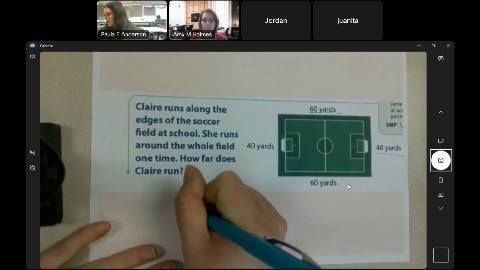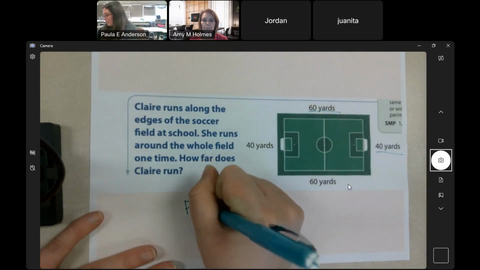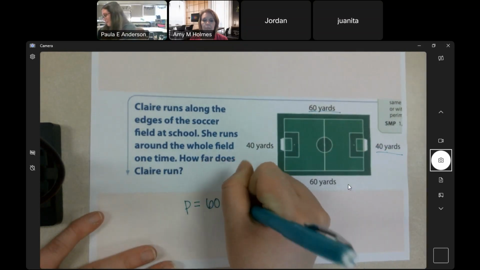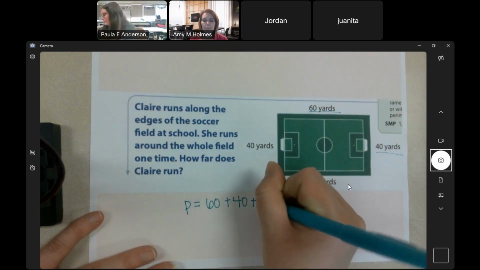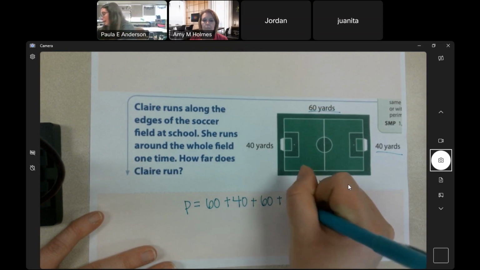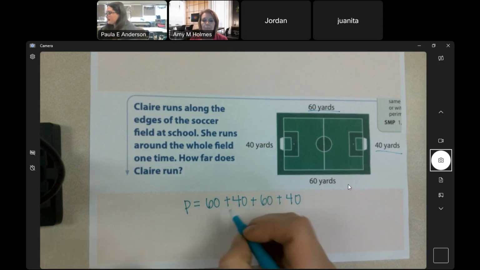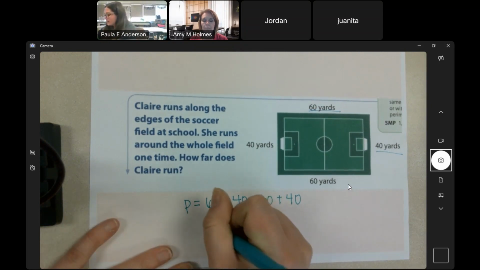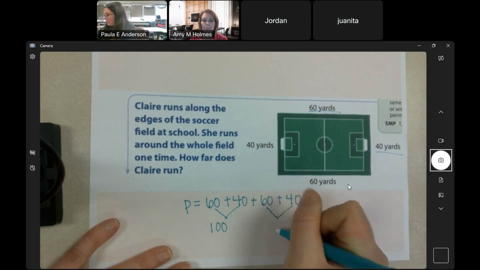So we're going to say, okay, we have perimeter, and we know we need to add 60 plus 40, because we're adding around the shape, and then 60, and then 40. And then we have our perimeter. So we have 60 plus 40, we know that's 100, and that's an easy number to get to. 60 and 40 is 100.